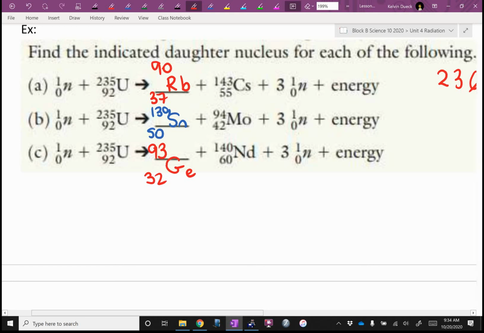Okay. You see how we balance these? This is why you need a calculator. You might be able to do it in your head, but I would use a calculator. The tricky part is you have typically 3 neutrons, each of which has a mass of 1 and no charge. So it's a little trickier.